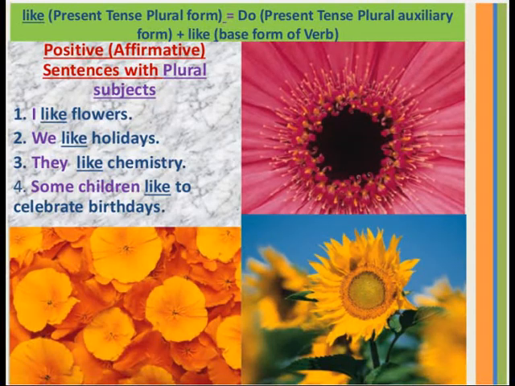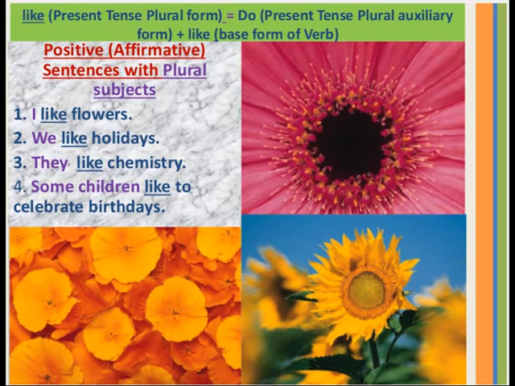On the screen, you can see 4 sentences. Can you tell me which are the subjects of those sentences? Yes, I have marked it with a different color. I, we, they, some children.